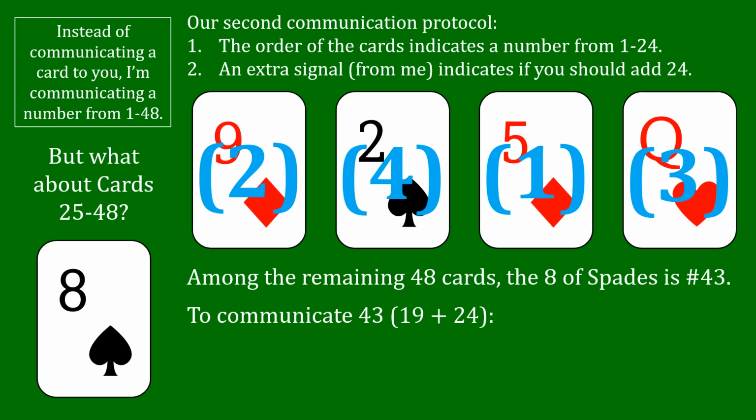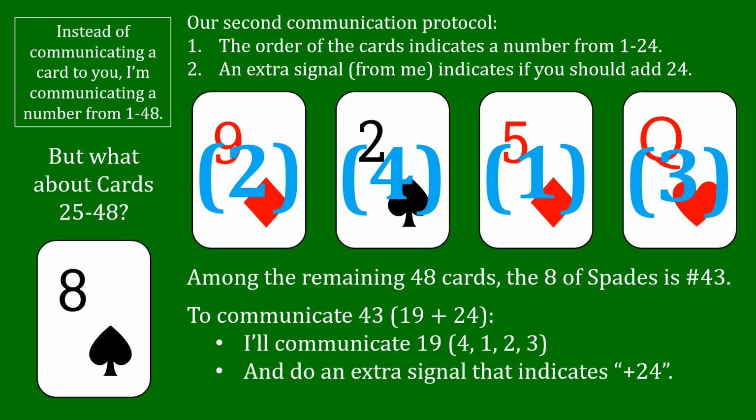I then communicate 19 using the previous protocol, which means I'll show you the order 4, 1, 2, 3. Then I'll do an extra signal that indicates plus 24. By seeing the 19, as well as the extra signal, you'll know that you should add 24 to 19 to get 43, and then you'll know that the face-down card is the 8 of Spades. Let's see this in action.